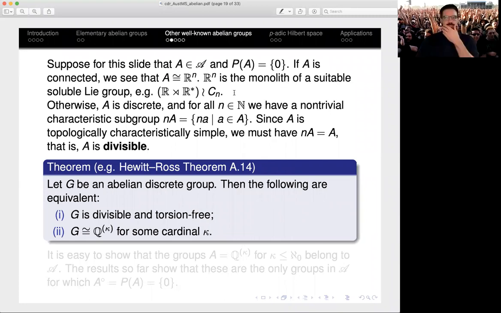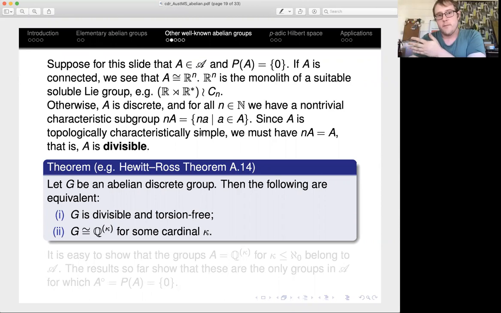And then the fact that it's torsion-free means that these subgroups NA are all non-zero, so they have to be the whole group. And that means that actually NA equals A for every N. So it's a divisible group. Every element has an nth root for every N.